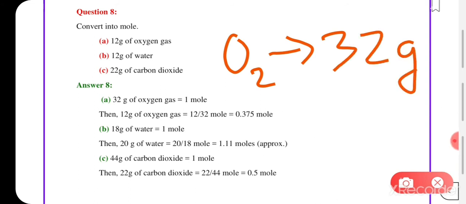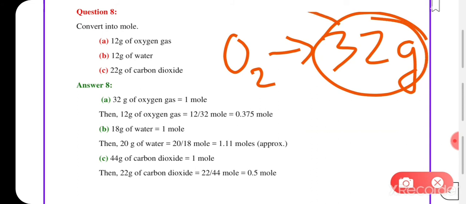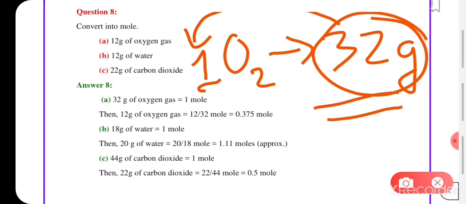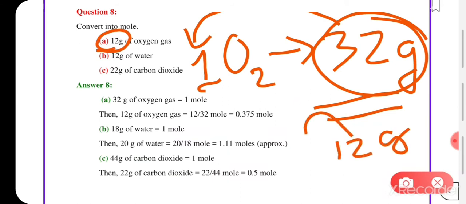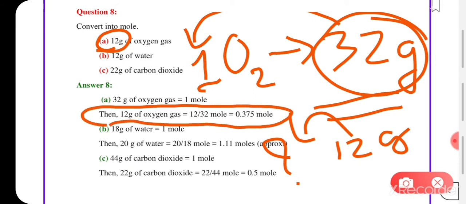Fine. So now we can make the relation that 32 grams of oxygen is equal to 1 mole. Nothing is written here, means it is 1. Correct. So 32 grams of oxygen is 1 mole. So here in the question it is asked for 12 grams. So 12 grams will be equal to how many moles? By using your simple mathematical calculation you can do this. So it will become 12 divided by 32, or you can do it like 1 upon 32 into 12. So you get the answer.